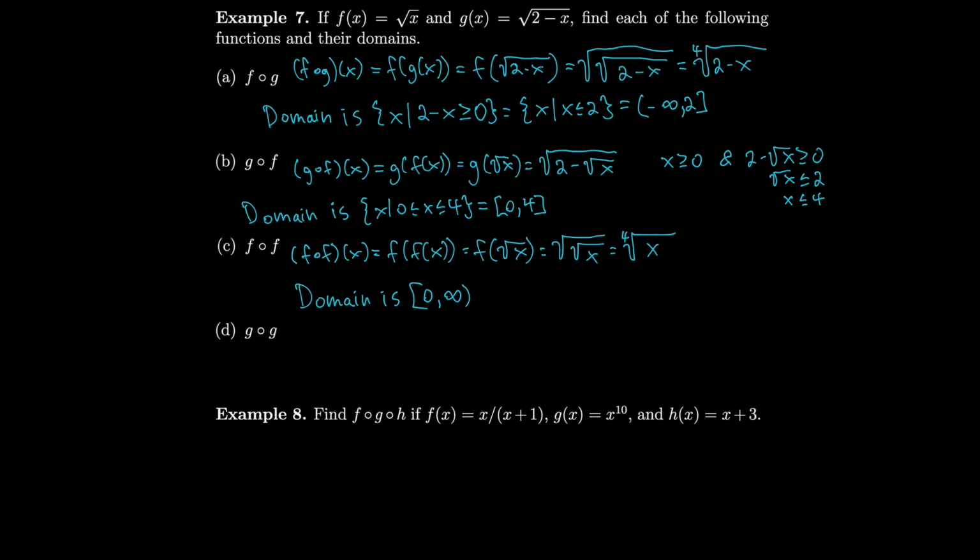Okay, last but not least, g composed with g. So that's g of g of x, which is g of square root of 2 minus x. So that's square root of 2 minus square root of 2 minus x. Okay, so that means we need 2 minus x to be greater than or equal to 0, and we need 2 minus square root of 2 minus x to be greater than or equal to 0. So we need this to be true, and we need this to be true.